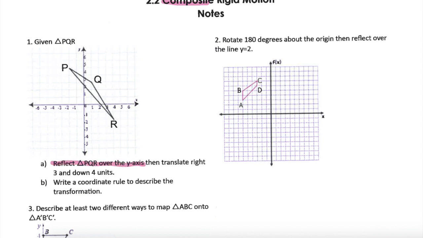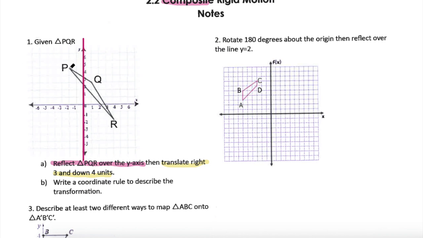And then we are going to translate right 3 and down 4. So first we're reflecting, and then we're translating. So if we're reflecting over the y-axis, I'm going to go ahead and draw in our line of reflection, which is our y-axis here. And all points are reflecting over it.